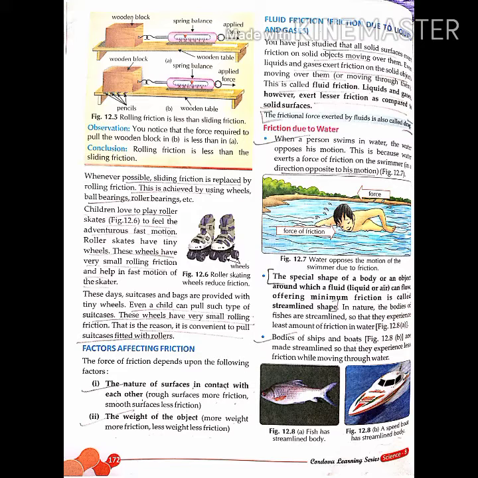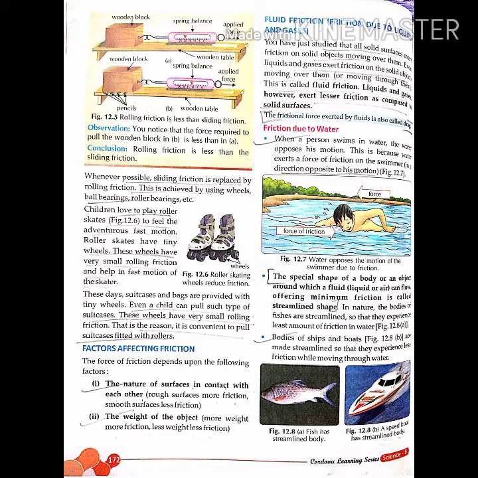Clear? Second, the special shape of a body or an object around which a fluid, liquid or air can flow offering minimum friction is called a streamline shape. A proper streamline body shape creates less friction in air and water, which is called a streamline shape.